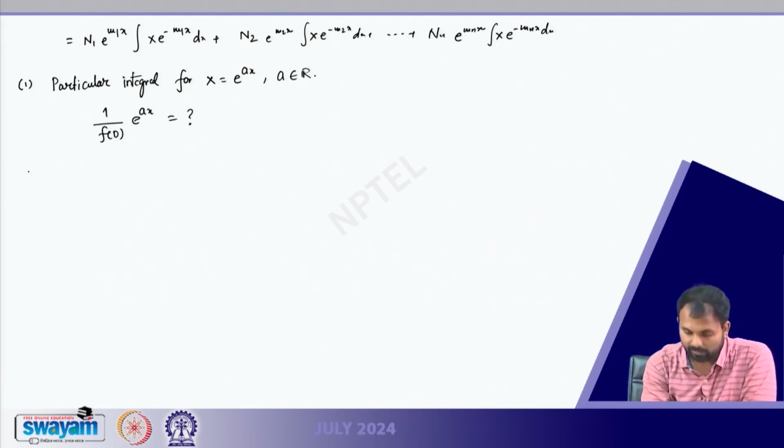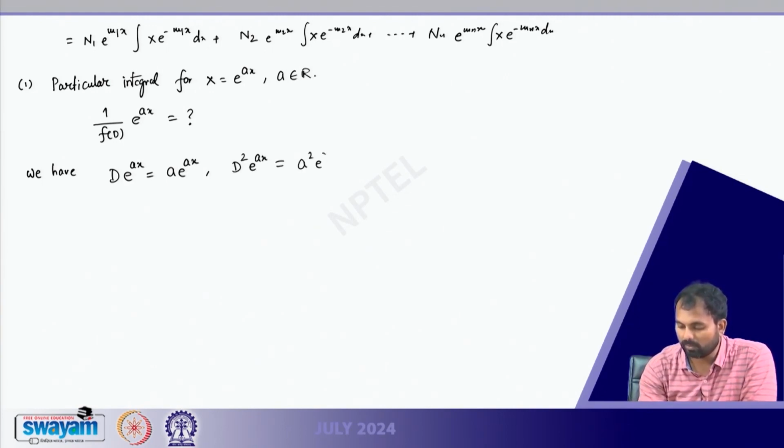So, we have, first of all, D of e to the power a x. If I have D of e to the power a x, then it is a e to the power a x. If I have D square of e to the power a x, then it will be a square e to the power a x. Similarly, if I take the nth derivative, then it is a to the power n of e to the power a x, right.